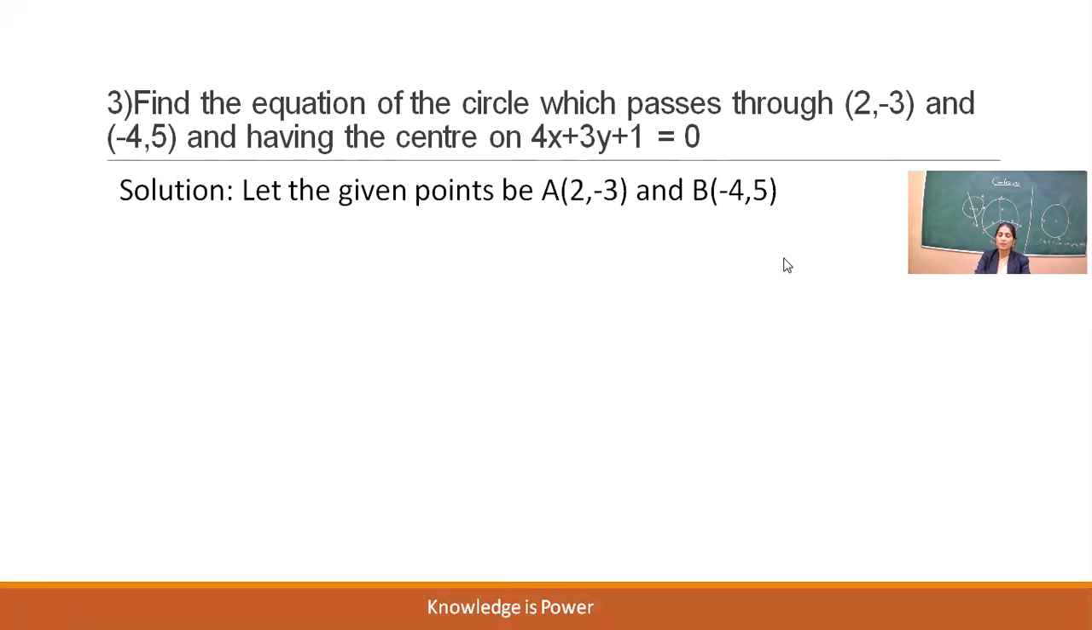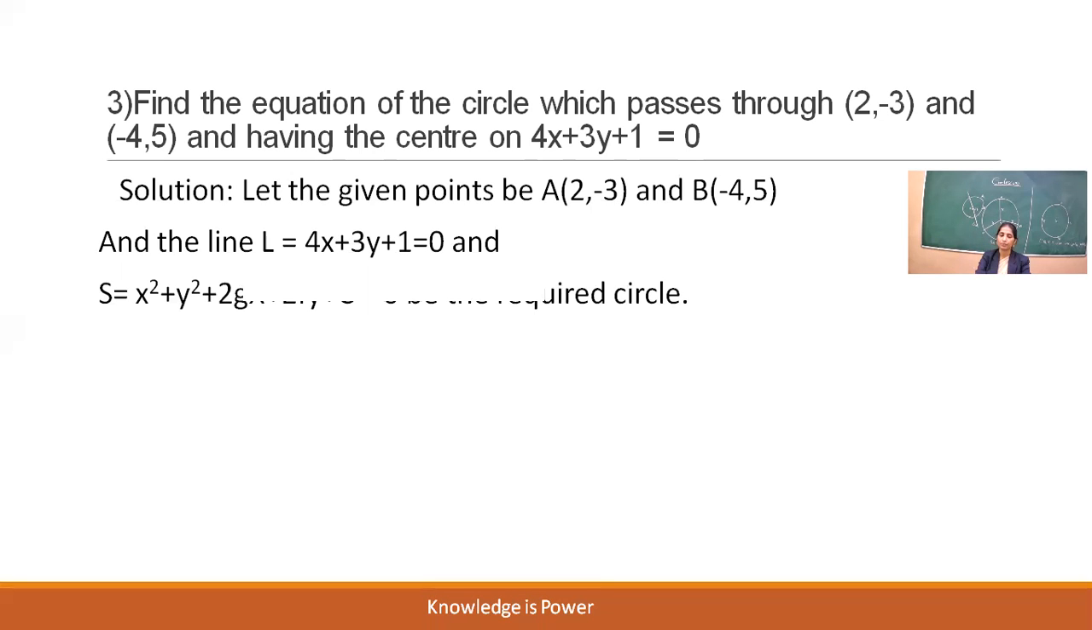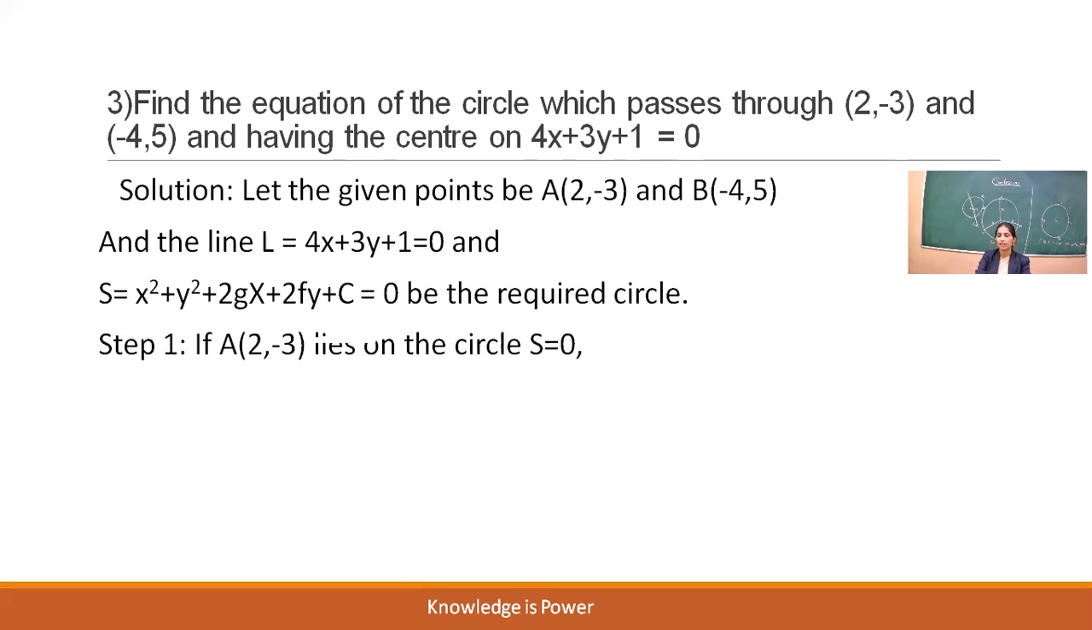Solution. Let the given points be A(2, minus 3) and B(minus 4, 5), and the line L be 4x plus 3y plus 1 equal to 0. And let us suppose x square plus y square plus 2gx plus 2fy plus c equal to 0 as the required equation of the circle. Step 1. A lies on the circle. So substitute the point A in the equation of the circle, children.